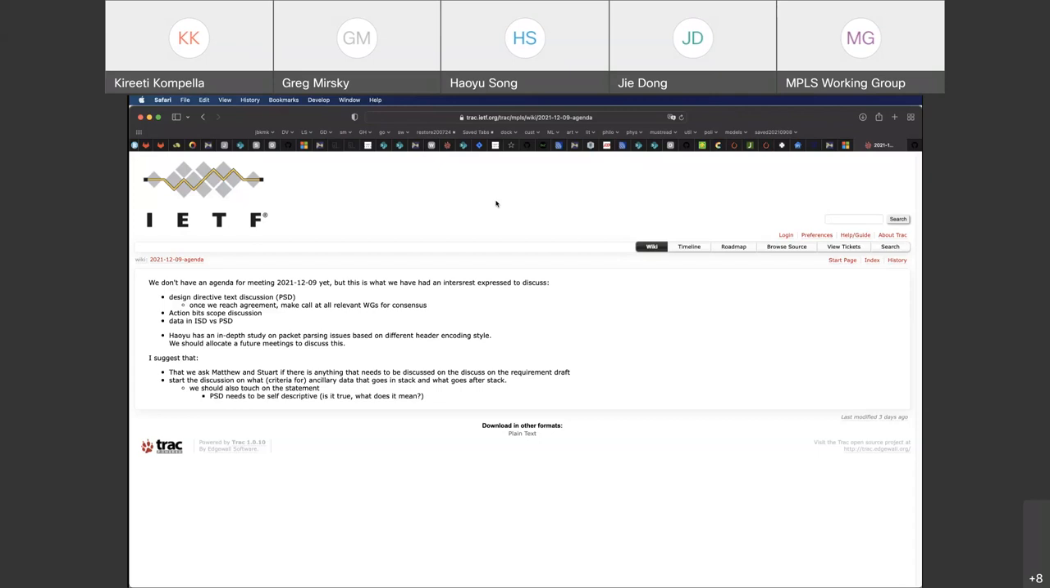If you put it close to the bottom of the stack, then the advantages of having it be in stack are reduced, because you still have to parse through the label stack to find the in stack data. So it's not an easy situation, especially when you have label popping. Does that answer your question?